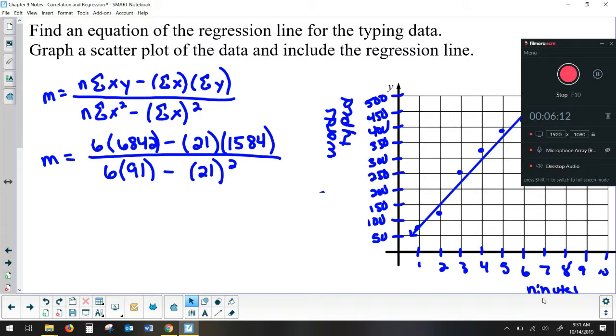Okay? Give a minute for you to type all of that into your calculator. Okay? So you type all that in.